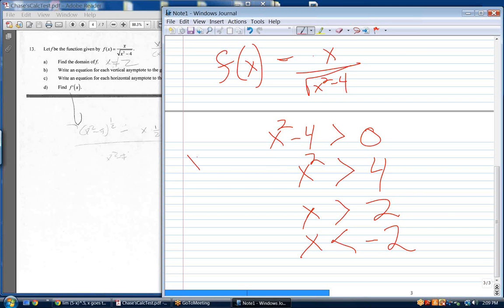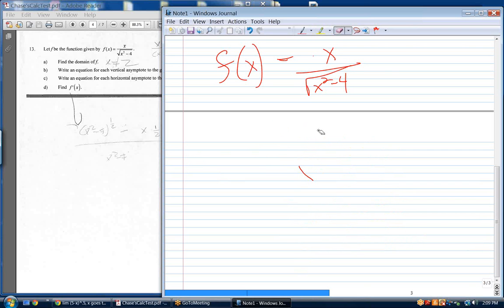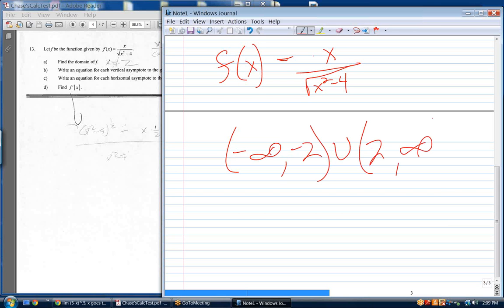So for x, you use interval notation, right? Yeah. So in other words, that's going to be negative infinity to minus 2 combined with 2 to infinity. Parentheses there, because we can't even have that be 0.